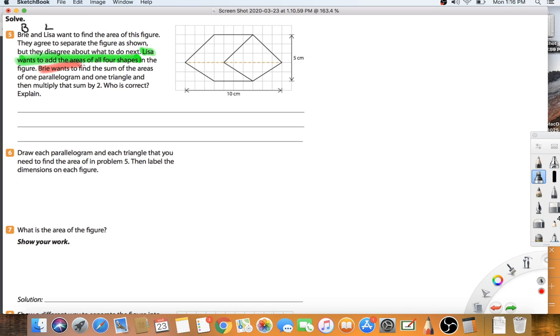So Bree wants to find the sum of the areas of 1 parallelogram and 1 triangle and then multiply that sum by 2. Now, I get the part of multiplying it by 2 because she's like, well, there's 2 parallelograms, right? There's one up here and there's one down here. And then there's 2 triangles. There's one right here and there's one up here. And she wants to find the area of one of these and one of this, add them all up. So she wants to add up this area plus this area. And then whenever she adds that up, she wants to multiply that by 2.